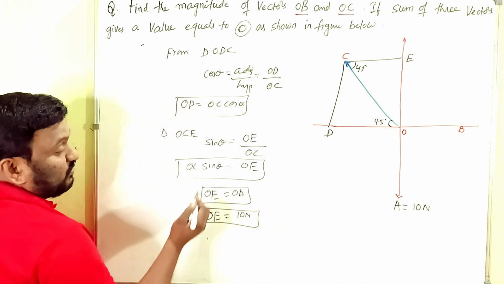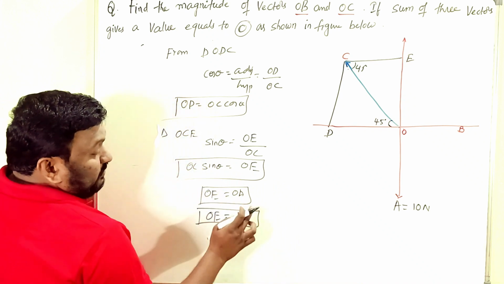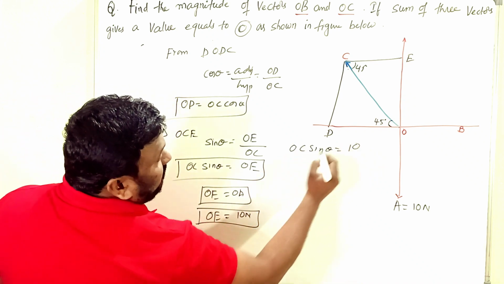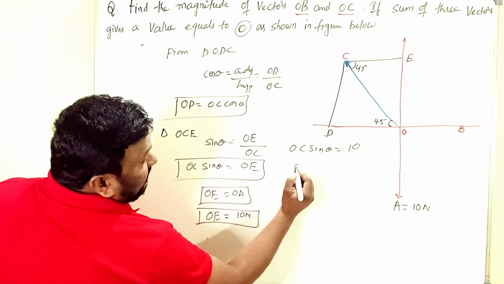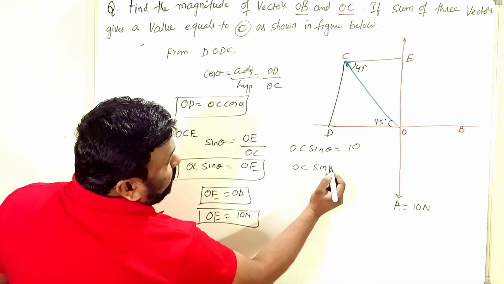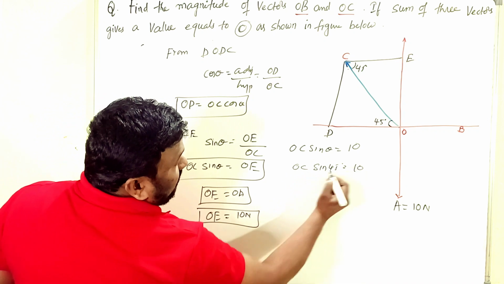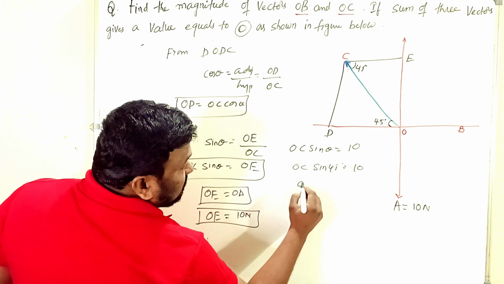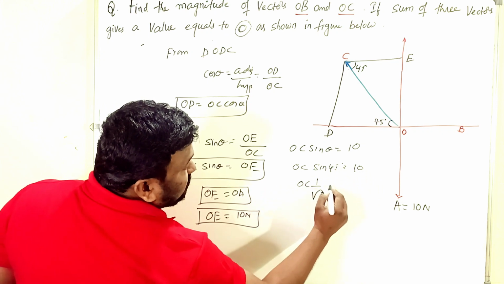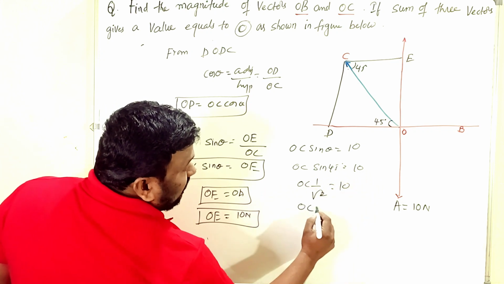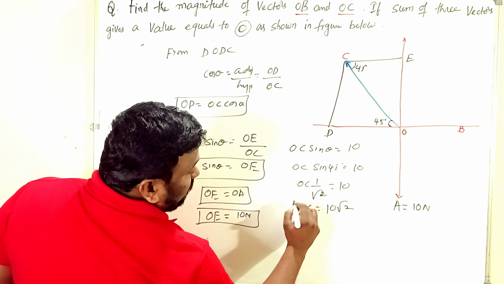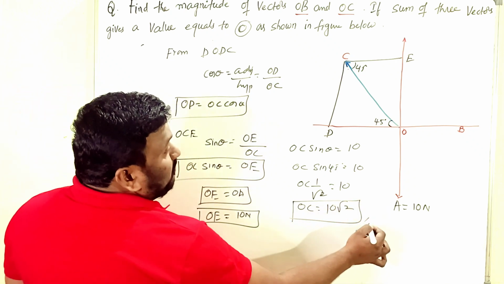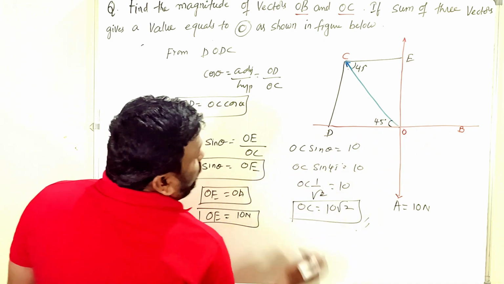Clear? From that what do you write? OC sin theta, OE means, OC sin theta is equal to 10 we got. Theta value is 45 degrees. OC sin 45 degrees is equal to 10. Then what do you write? Yes, sin 45 is 1 by root 2. OC times 1 by root 2 is equal to 10. Then OC value is 10 root 2. And the next thing I told you, OD is equal to OB.